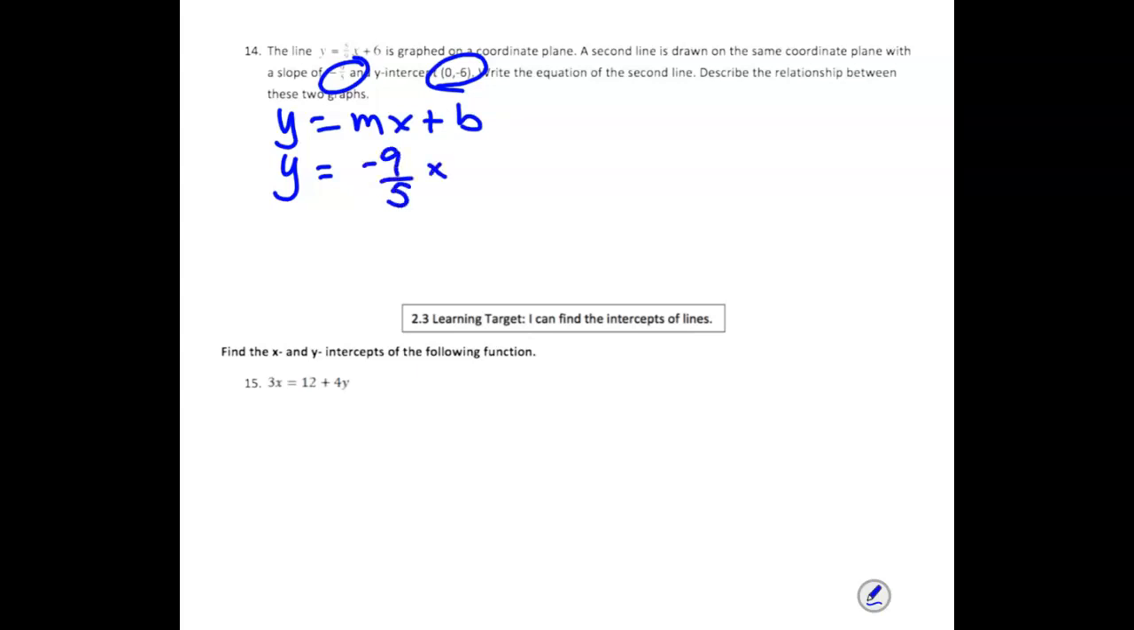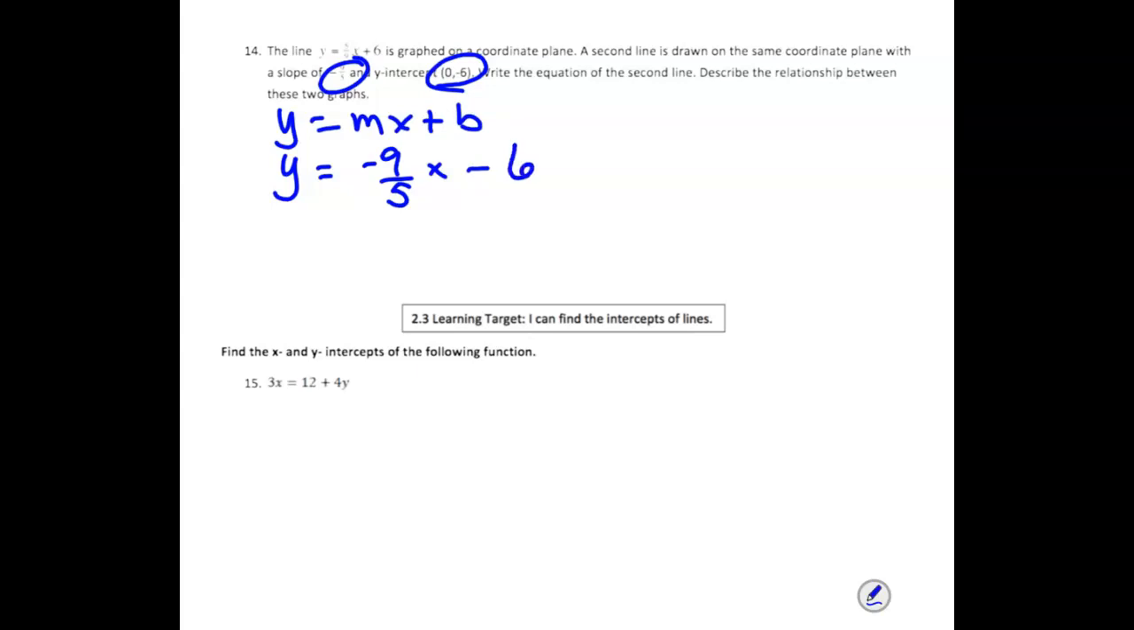All right, question 14 says, the line y equals 5/9 x plus 6 is graphed on a coordinate plane. A second line is drawn on the same coordinate plane with the slope of negative 9/5 and a y-intercept of 0, negative 6. Write the equation for the second line and describe the relationship between the two graphs. So we have a slope of negative 9/5, a y-intercept of negative 6, so we can go ahead and use y equals mx plus b, our slope-intercept form. So our equation for this second line would be y equals negative 9/5 x minus the 6.